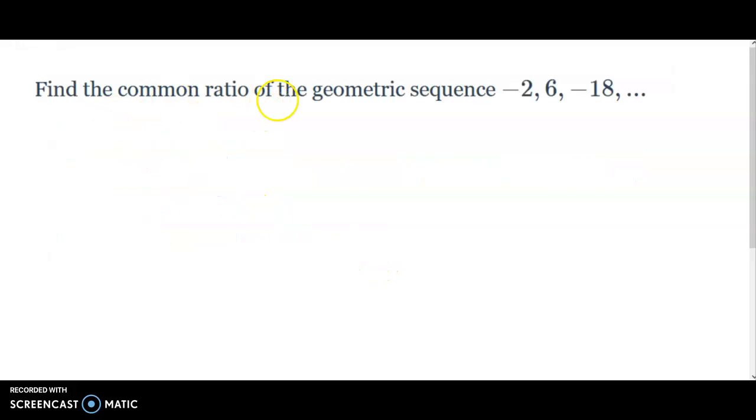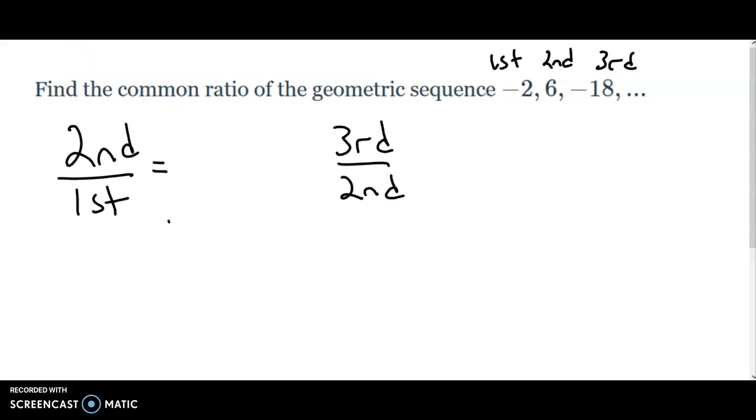Here it says find the common ratio of the geometric sequence -2, 6, and -18. The first thing I want to do is identify what the terms are. This is the first one, the second one, and the third one. In order to find the common ratio, you want to do the second term divided by the first, and the third term divided by the second.